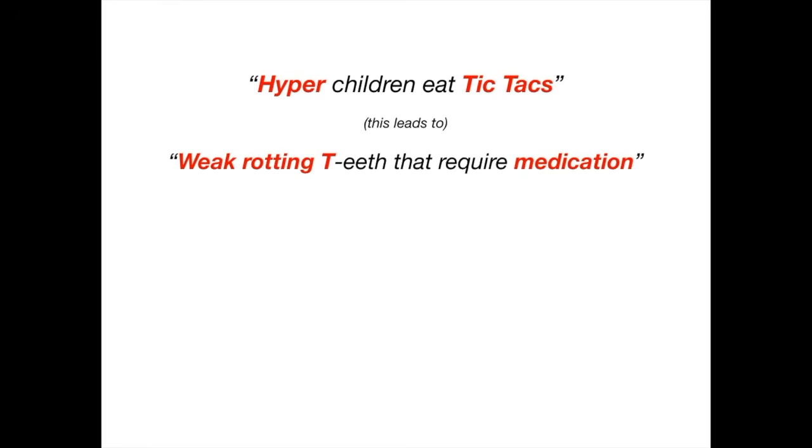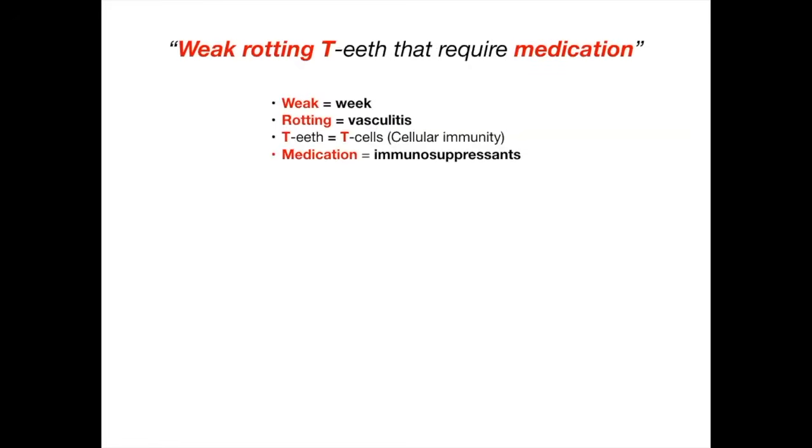Hyper children eat Tic Tacs, and this leads to weak, rotting teeth that require medication. So what does this sentence tell us? Well, week for week, right? This happens within a week. Hyperacute happened very fast because it's hyper. It was within minutes. But acute happens within weeks. And weak is just, we changed the spelling, okay?